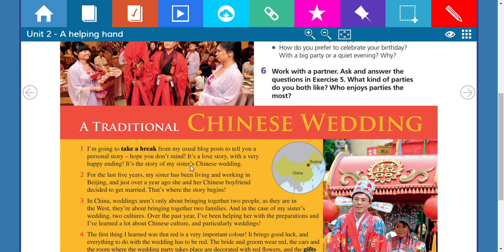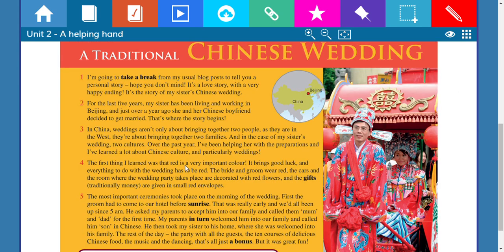CD 1, track 26. Listen to the blog post. A traditional Chinese wedding. I'm going to take a break from my usual blog posts to tell you a personal story. Hope you don't mind. It's a love story with a very happy ending. It's the story of my sister's Chinese wedding. For the last 5 years, my sister has been living and working in Beijing, and just over a year ago, she and her Chinese boyfriend decided to get married. That's where the story begins.